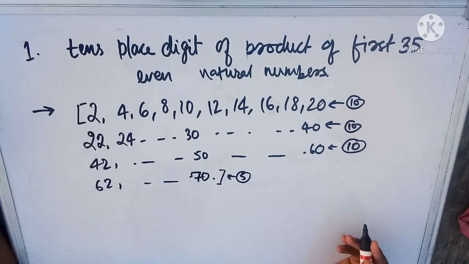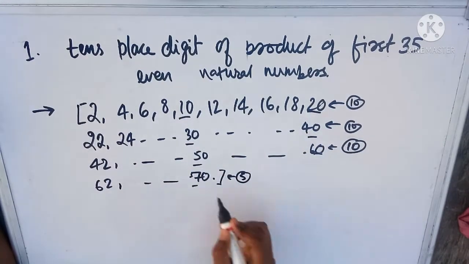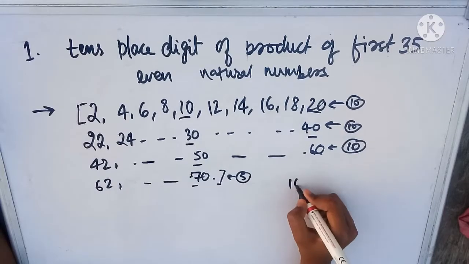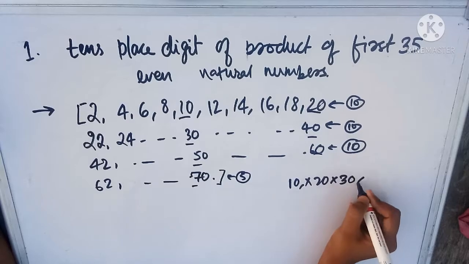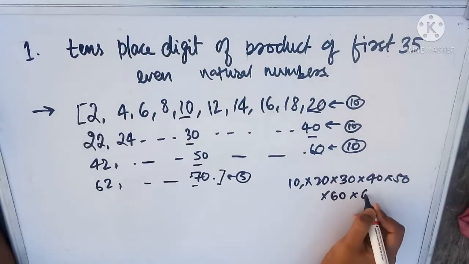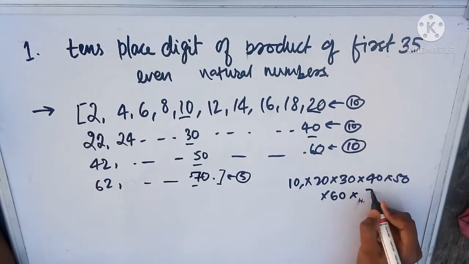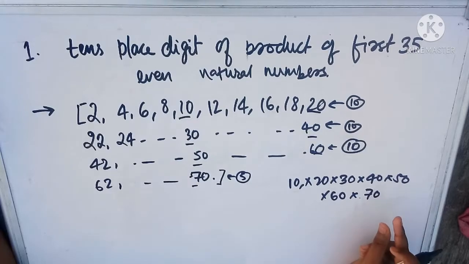So we cannot find the product of all the numbers, so here we will find the product of such numbers having 0 as their unit digit, like 10, 20, 30, 40, 50, 60 and 70. Here we have 7 numbers: 10 multiplied by 20 multiplied by 30 multiplied by 40, 50, 60 and 70. So we have 7 such numbers having 0 as their unit digit.